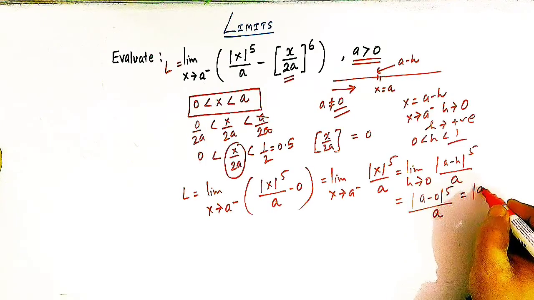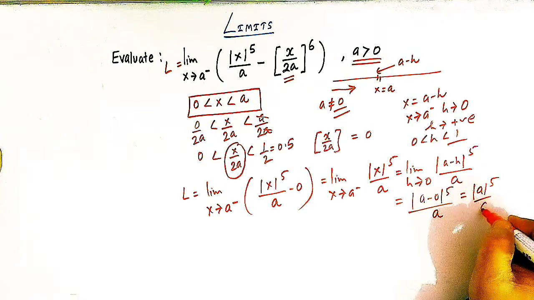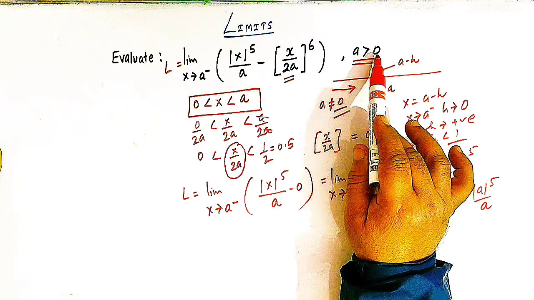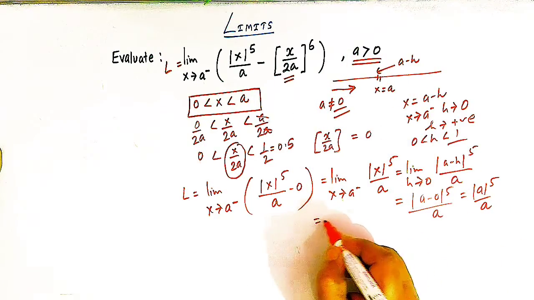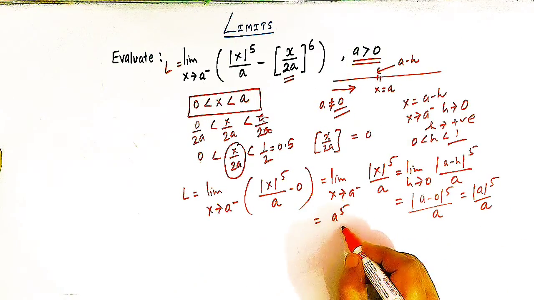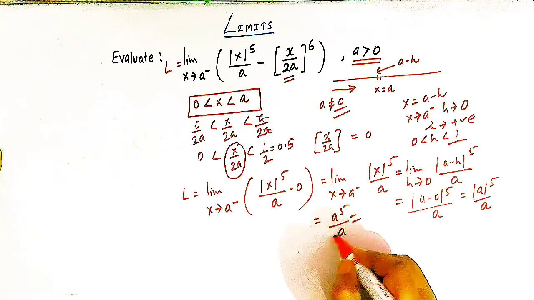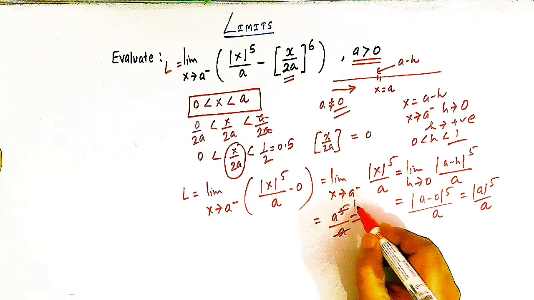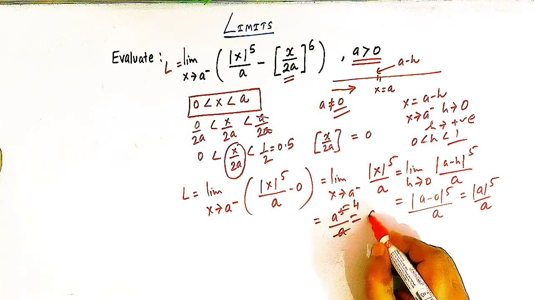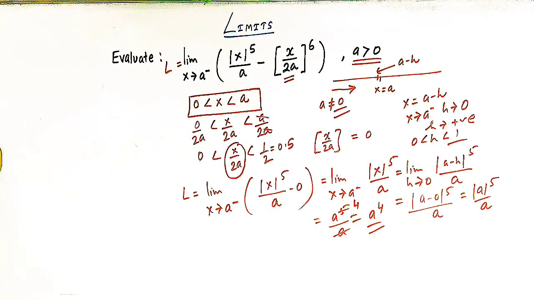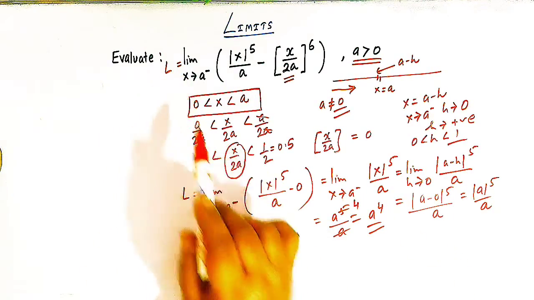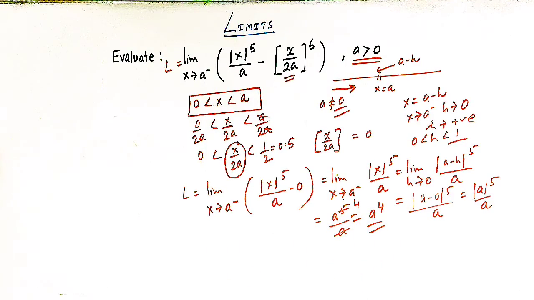This is mod of a raised to 5 over a, and a is positive, so we can simply write a raised to 5 over a. So this gets cancelled and we are left with a raised to 4. So the value of this limit is equal to a raised to 4.